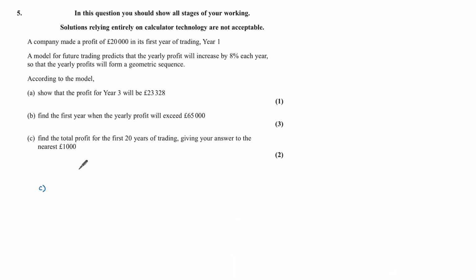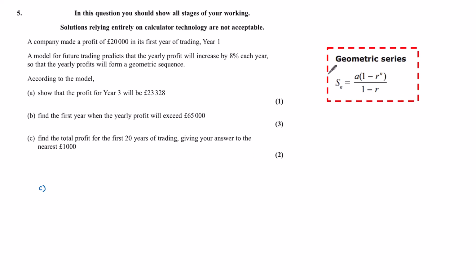Part c. Find the total profit for the first 20 years of trading, giving your answer to the nearest £1,000. For this, I recommend looking in your formula booklet, and I've done a little cut and paste here. So my sum of, in this case, n will be 20 years, will be the first year times 1 minus r to the power 20 over 1 minus r. So if I substitute in the values I have, n is 20, a is 20,000 and r is 1.08.